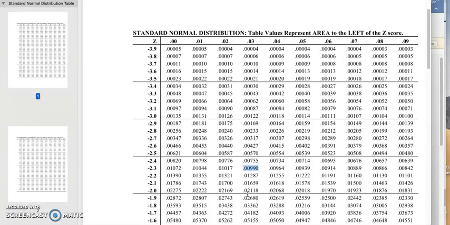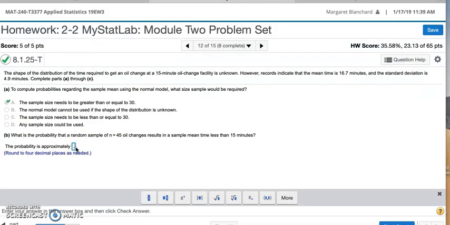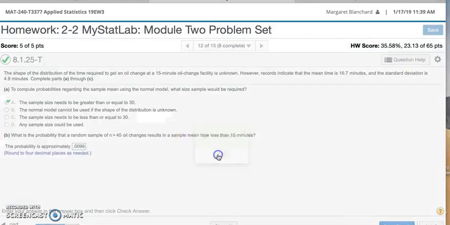So then we know that the probability of that happening is 0.0099. I just want to point out again, the original standard normal distribution table in the appendix of the text only goes to 4 decimal places. So if you're working on this, you really just need to round it to 4 decimal places. Let's go back and plug our answer in. So we have 0.0099. Let's check that. Well done.